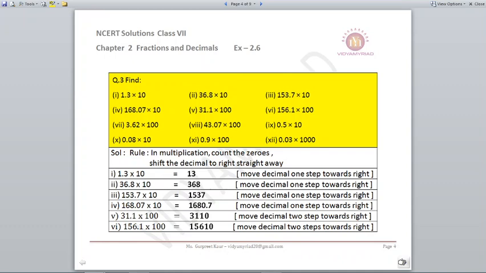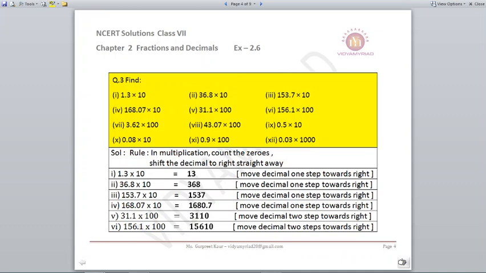Next, 168.07 multiplied by 10. Now there are two digits, 0 and 7. How many places do I need to move towards the right? Only one step or one place. So the decimal will come, 1680.7. Okay. Next is 31.1 multiplied by 100. Now you have two zeros. That means you will move 2 steps towards the right. So my number is 311. Will I stop here? No. I will add 0 here because I have to move 2 steps ahead.